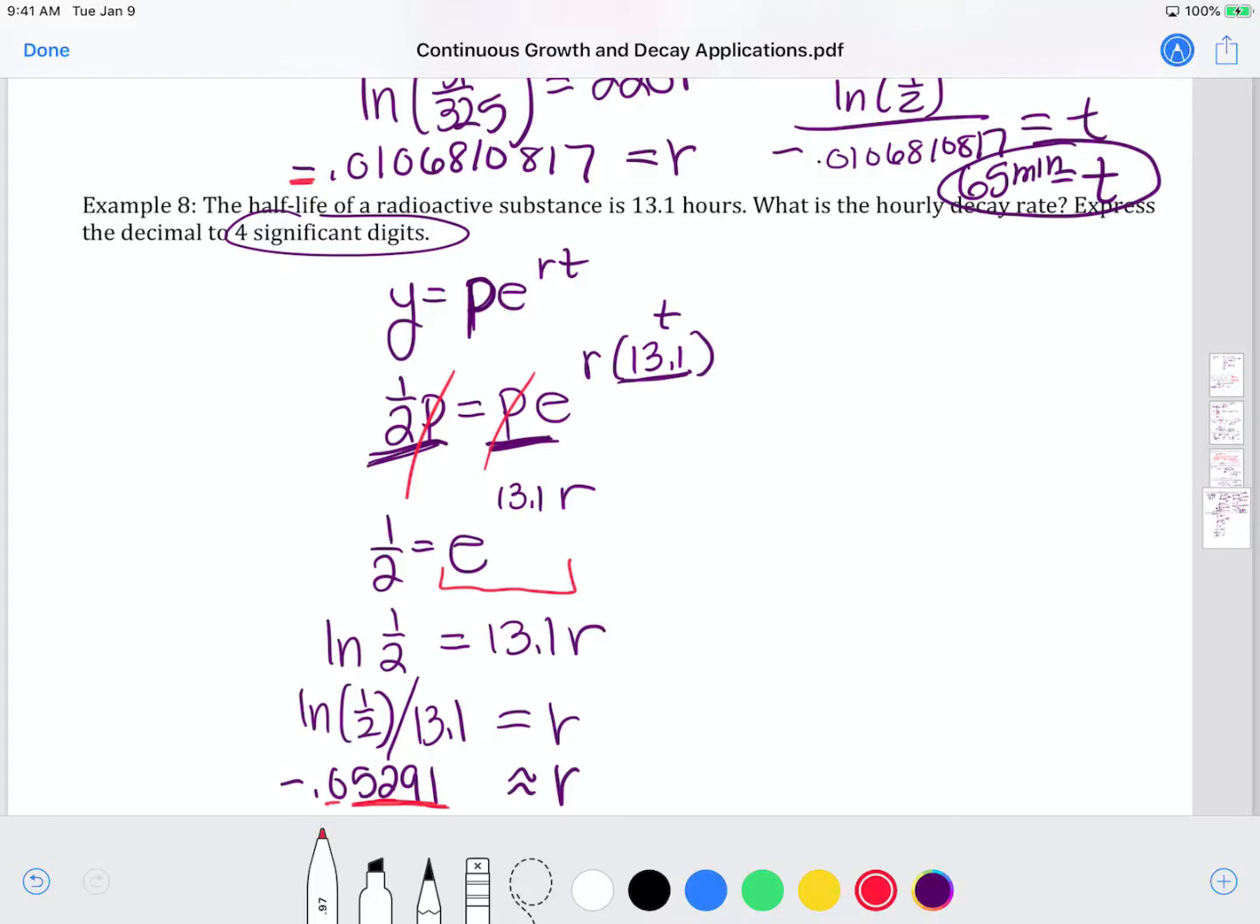So my hourly rate as a decimal would be negative 0.05291. And this is correct that it's negative because it's decaying. It should be negative. If I want to put it as a percent, then I would have to multiply by 100 and it would be 5.291%.